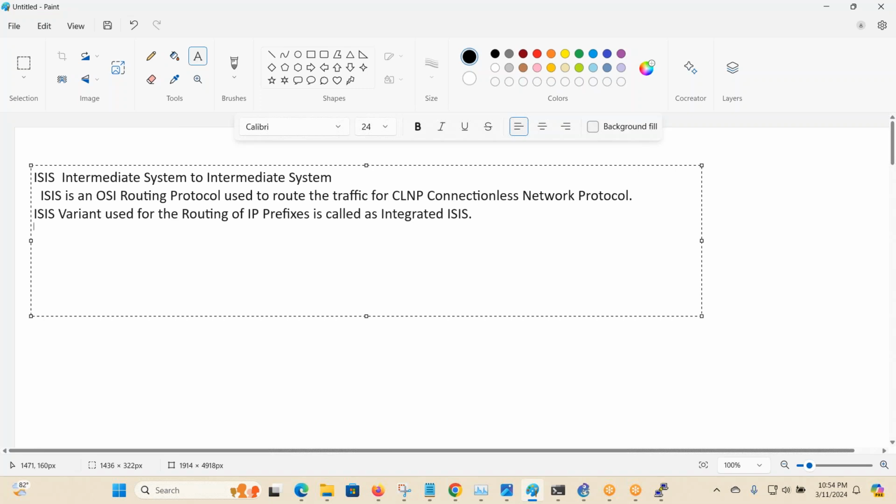So now we are going to study this integrated ISIS. So according to OSI, we have two terms. The first term is ES. ES is end system. Then we have a second term which is IS. IS is the intermediate system. So end system is your end host. Intermediate system is your router. So when we are talking about ES-IS or ISIS or OSI routing, we can use this routing for ISIS or OSI routing levels.